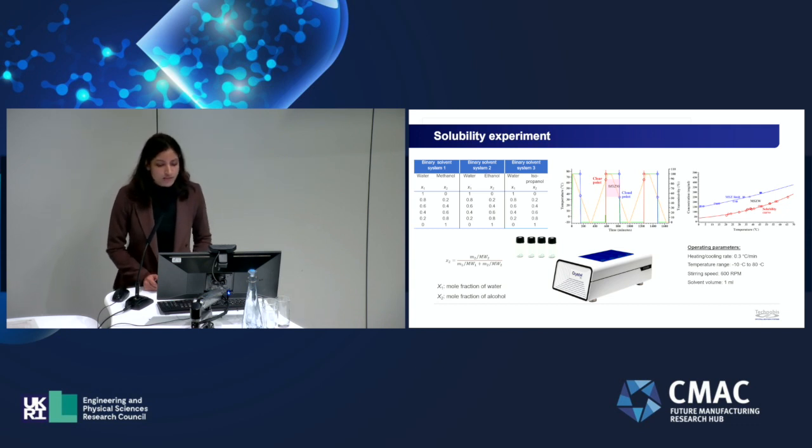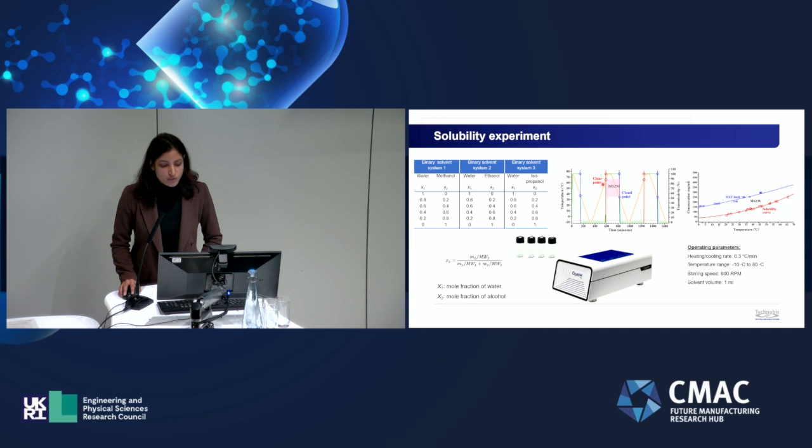Then cloud point is defined as the temperature upon cooling where last 100% transmissivity is obtained, which indicates the appearance of the crystals. Then using clear and cloud point, one can determine the solubility curve and metastable zone width. And the difference between these two, clear and cloud point, is known as metastable zone width.